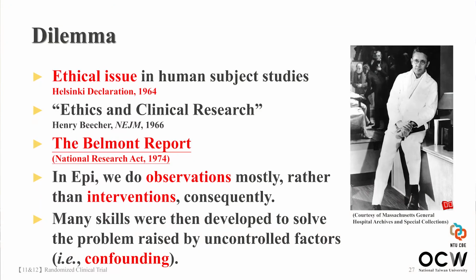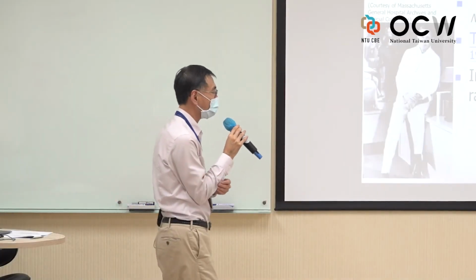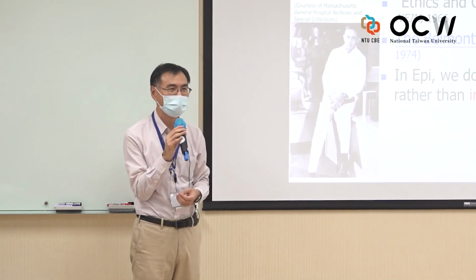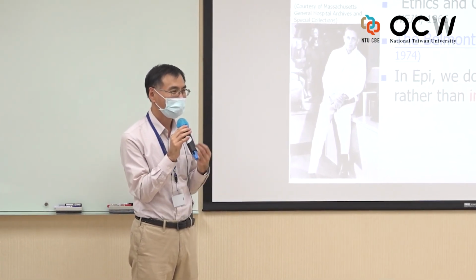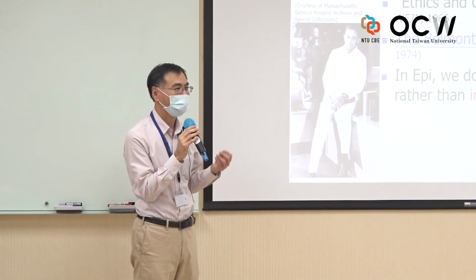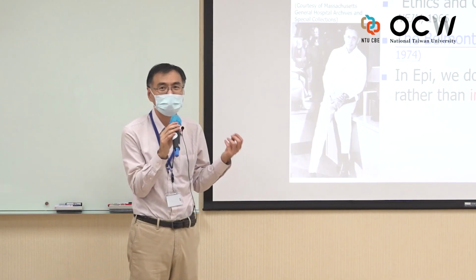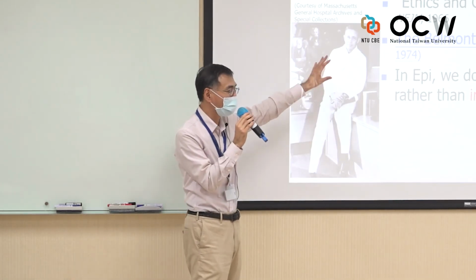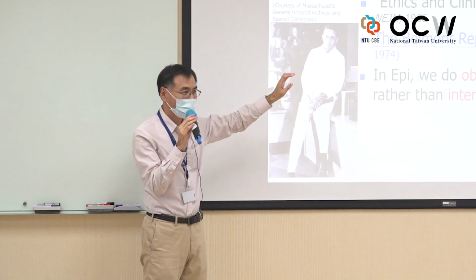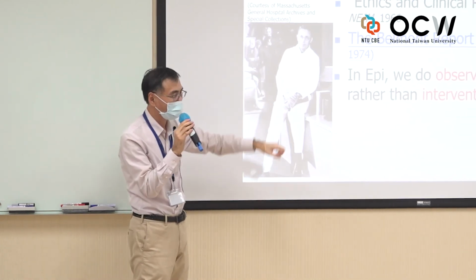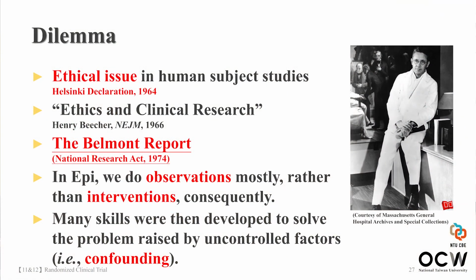Because it's pretty difficult and sometimes takes a lot of time to get approval. So that's why in epidemiology we do observational studies most of the time rather than interventions. But the importance of randomized controlled trials is increasing. It becomes more and more important because investigators and scientists are trying to develop some new medication or new treatment methods, and that's the only way we could do it. Right? We cannot observe something which does not exist in nature. So the importance is increasing. Even if you are an epidemiologist, the importance of observational studies is decreasing, and randomized controlled trials are increasing. So that's why we need to learn many, many skills to solve the problem raised by uncontrolled confounders, like confounding.